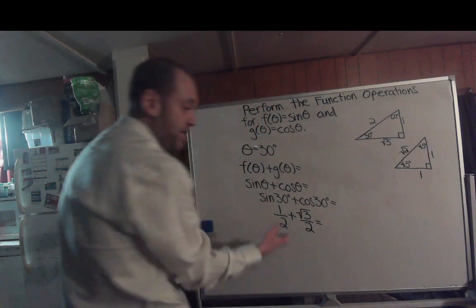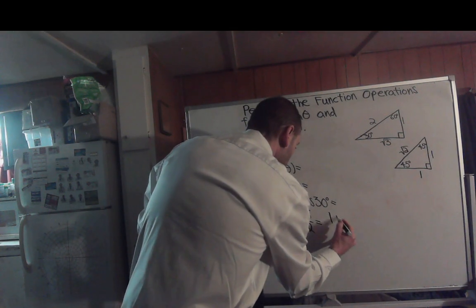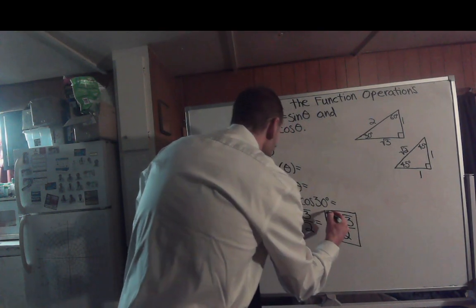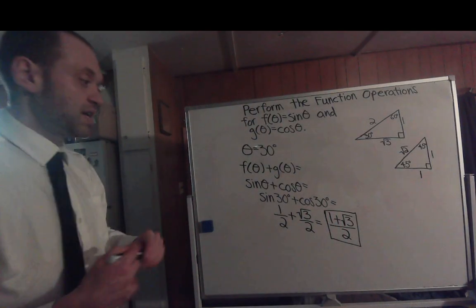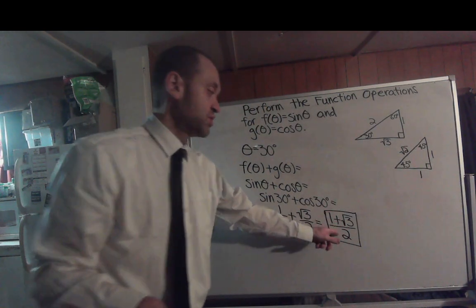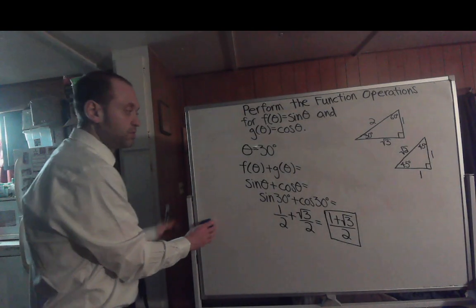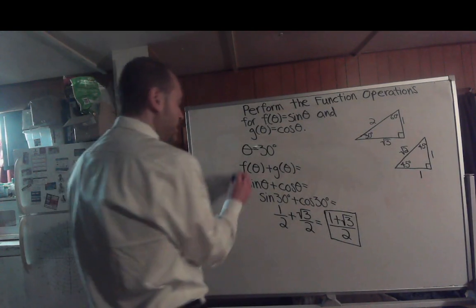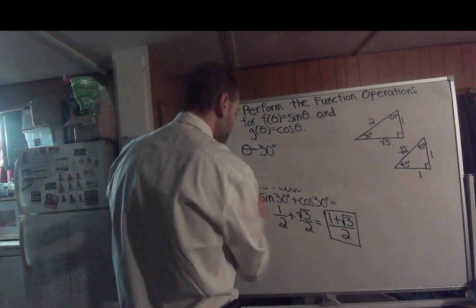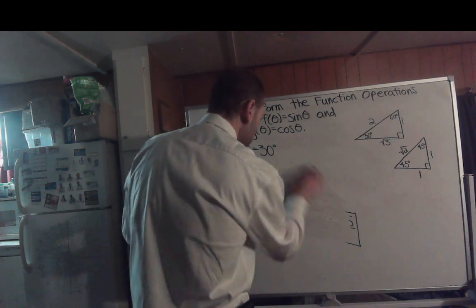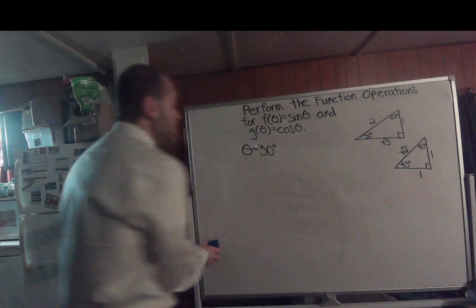Which, if you want to write this as one denominator, it'd be 1 plus the square root of 3 over 2. So the sine of 30 plus the cosine of theta equals 1 plus the square root of 3 over 2. That one wasn't so bad. Alright.